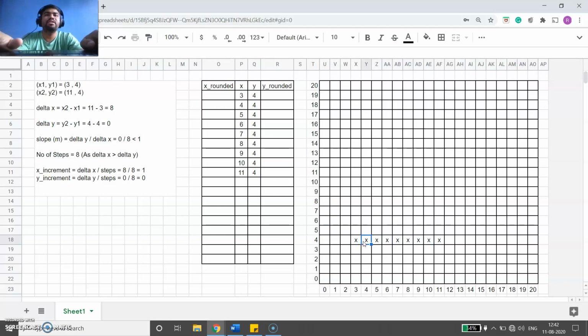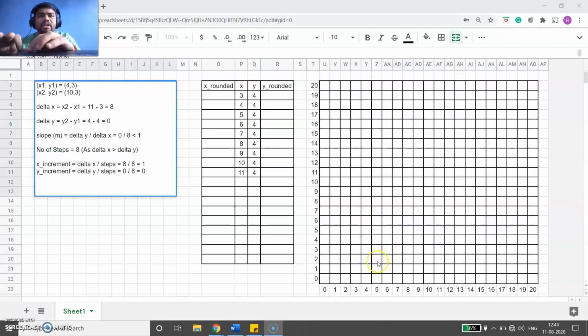Right. So you can see a straight line being formed. Okay, it's a straight line. So now let's start another example. Let's say in that example, we want to go from 4, comma 3 to 4, comma 10. So this will be 4, comma 10.